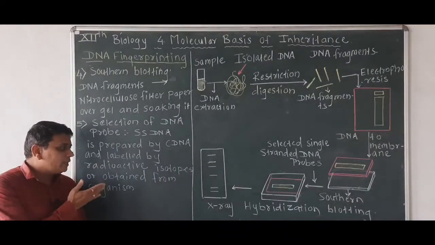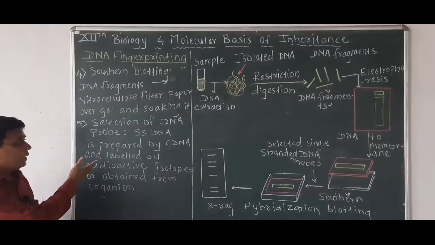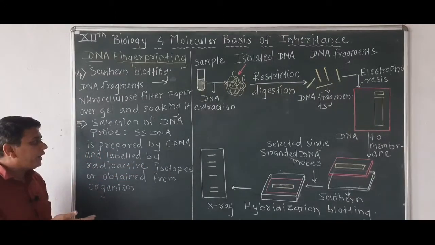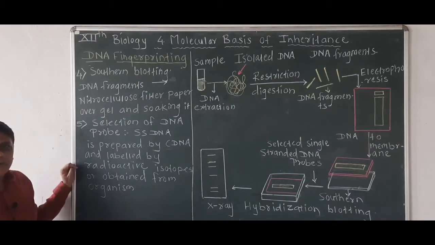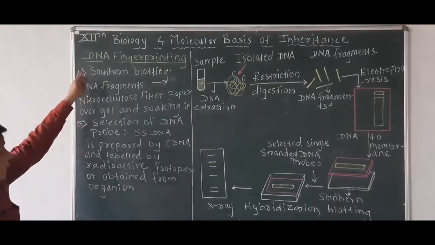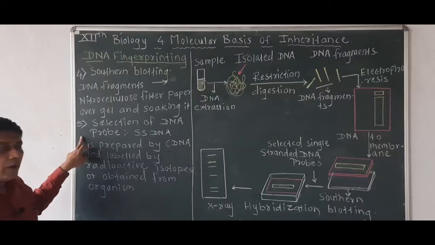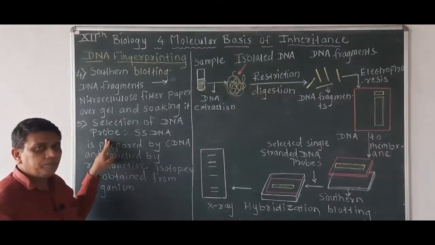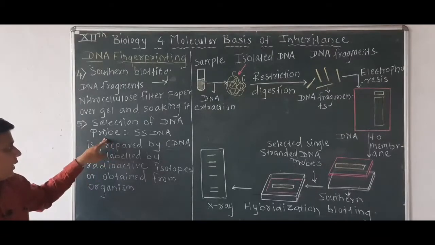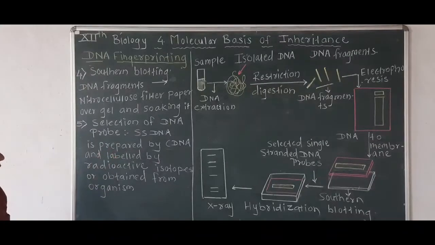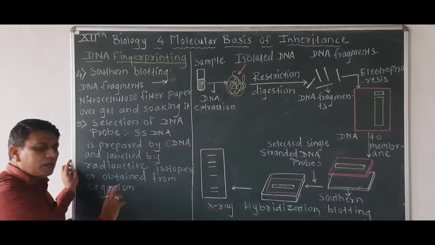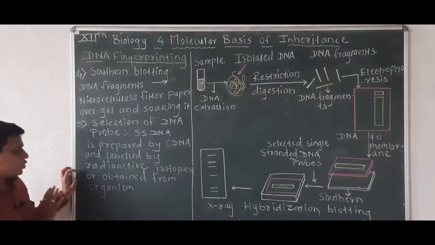So this DNA is labeled with the help of radioactive isotopes, or obtained from an organism. That means either the DNA can be prepared by the complementary DNA technique or it can be obtained from an organism. So it depends upon the purpose for which the DNA is to be utilized. After Southern blotting, the DNA fragments which are single stranded are selected, and these fragments are called DNA probes. Then these DNA probes are labeled by radioactive isotopes.